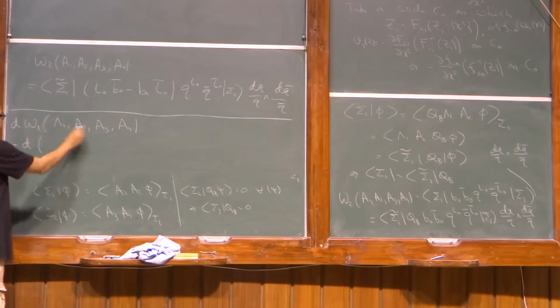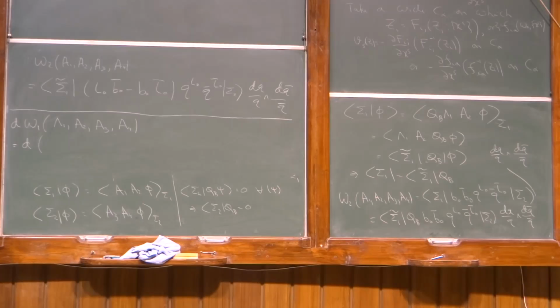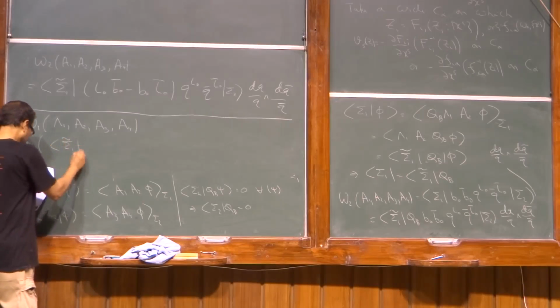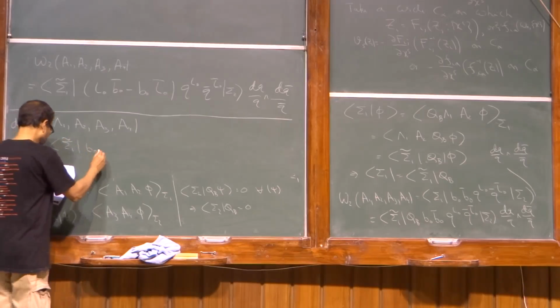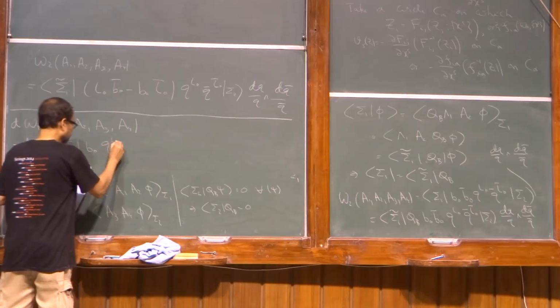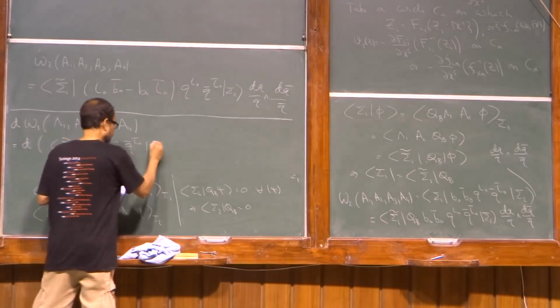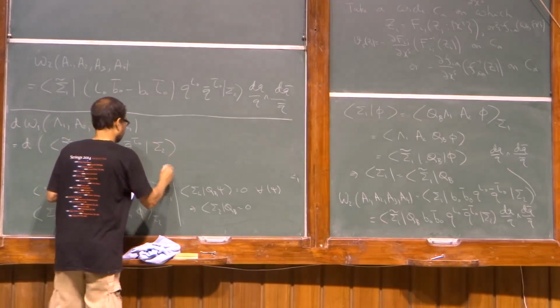Omega 1 is to be defined exactly in the same way. And if you follow exactly the same definition, what you will find is the following. It is sigma 1 tilde B0 into the L0, L0 bar. The logic is exactly identical to what we did for omega 2.